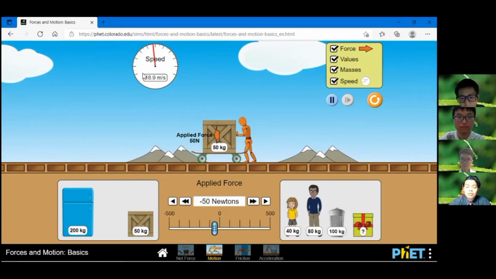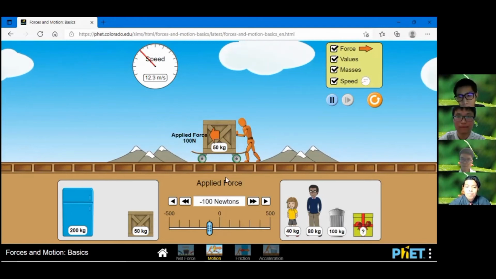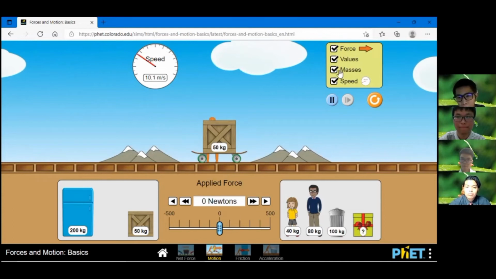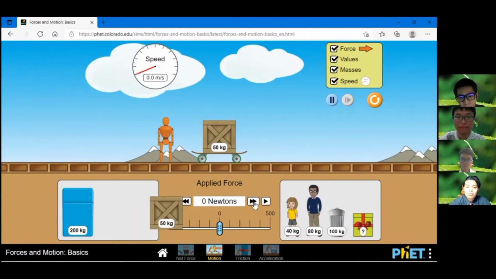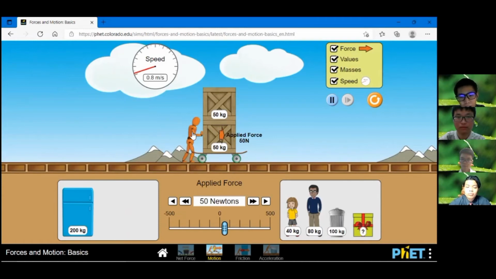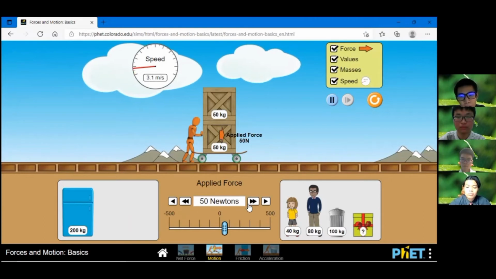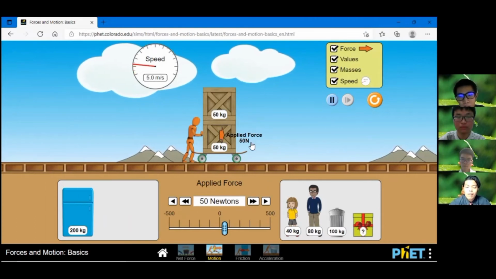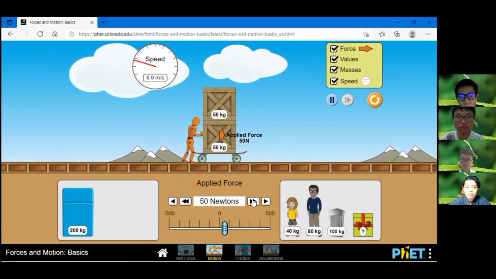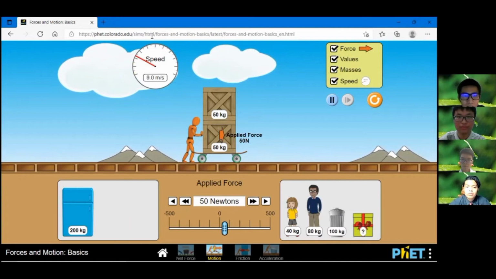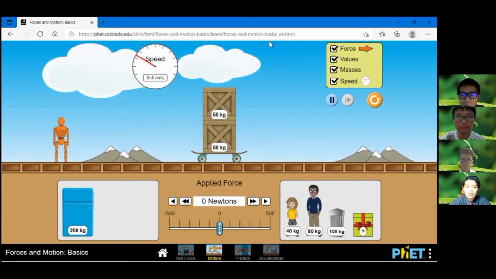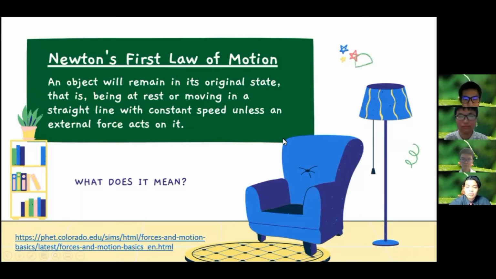So you can see this is 50 kilogram. If I put 100 kilogram, then obviously it takes a larger force, a longer time for the speed to increase. Why? It's because of inertia. The object with larger mass will have greater inertia. Okay, I think the simulation just up to here. Let's go back to our slide. Okay, so now we move on to activity 1.